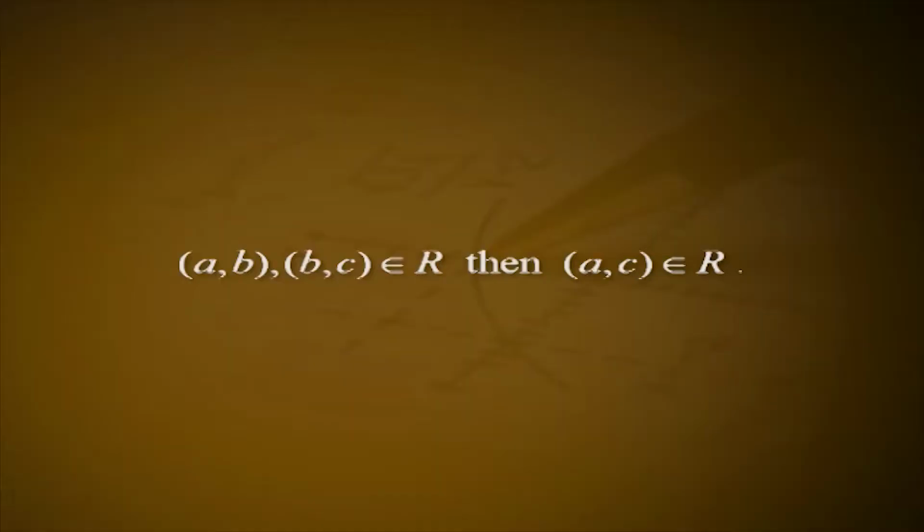Transitive relation. A relation R on a set A is transitive if whenever a is related to b and b is related to c then a is related to c. That is, whenever the ordered pairs (a, b) and (b, c) belong to R then the ordered pair (a, c) belongs to R. From the above definitions the following lemma is easily obtained.